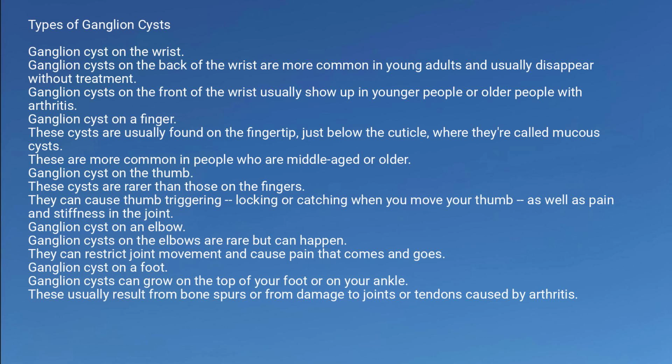They can cause thumb triggering, locking or catching when you move your thumb, as well as pain and stiffness in the joint. Ganglion cyst on an elbow. Ganglion cysts on the elbows are rare but can happen. They can restrict joint movement and cause pain that comes and goes.